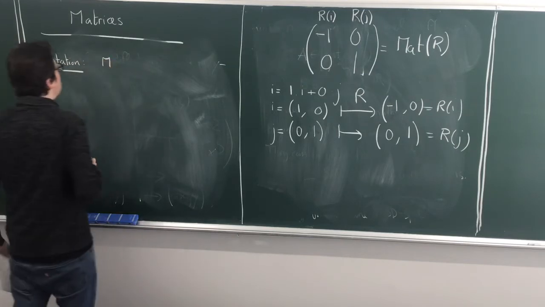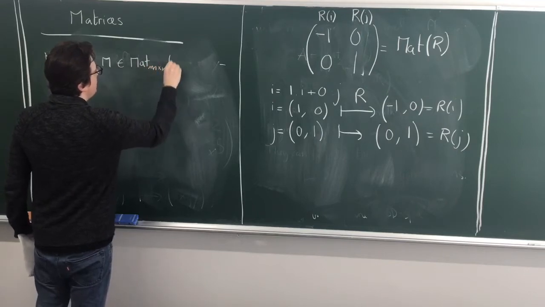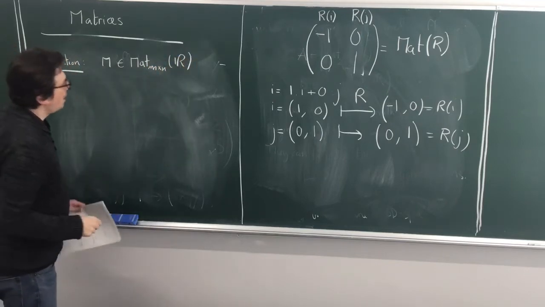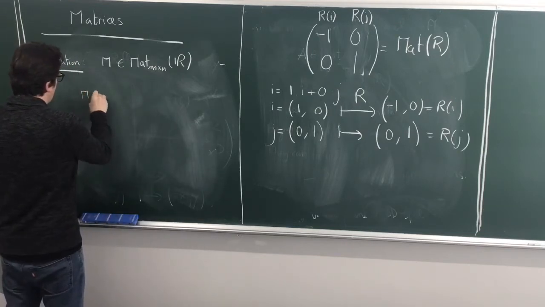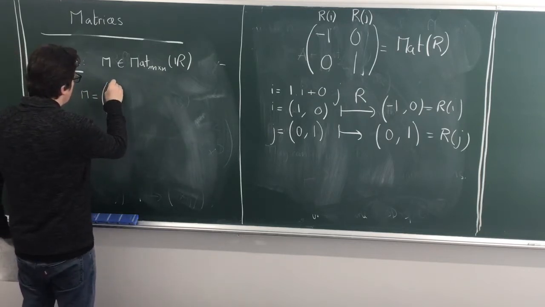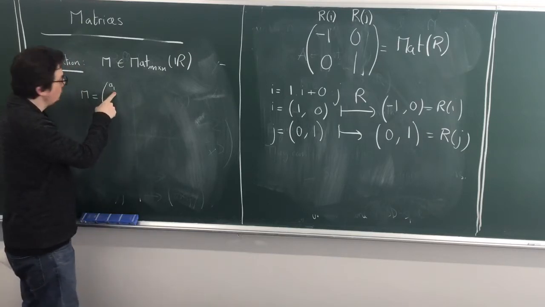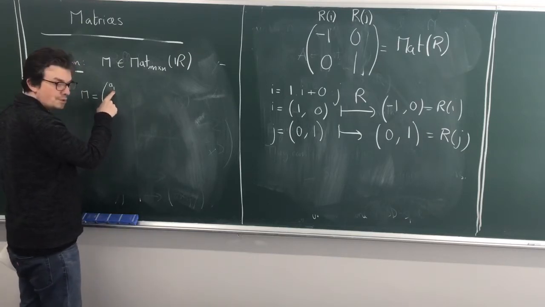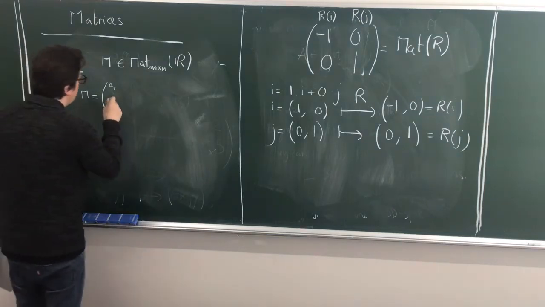Okay, imagine that we have a matrix M in Mat M times N of R. We want to describe the numbers that are inside this matrix. So M will be a matrix with some entries, so-called entries, and usually we use a small letter and we put in subscript two indices.